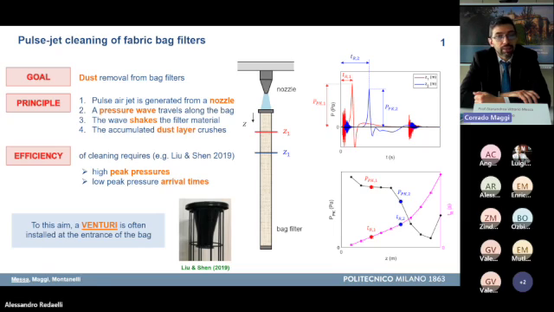In order to improve the cleaning efficiency based on this physical and fluid dynamic idea, a well-established technology consists in installing a venturi at the entrance of the bag, because a venturi has a sort of suction effect, so it causes more air entrainment into the bag itself, increasing the peak pressures and making the wave faster, so reducing the arrival times.